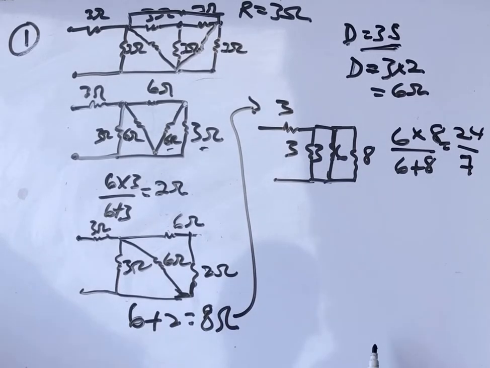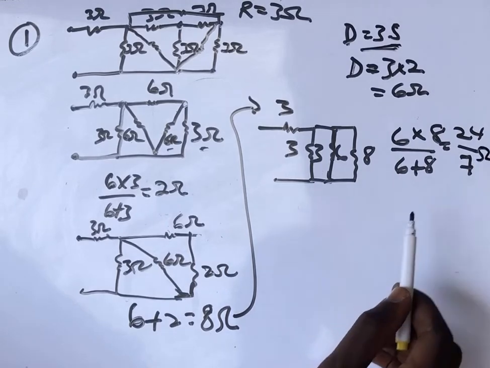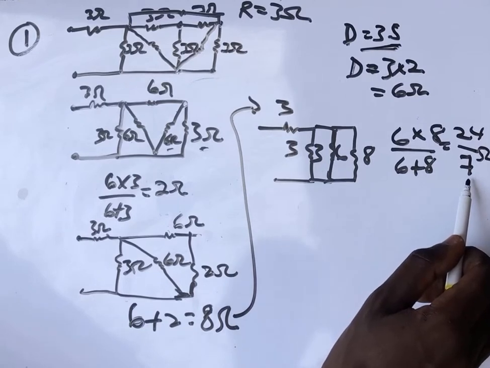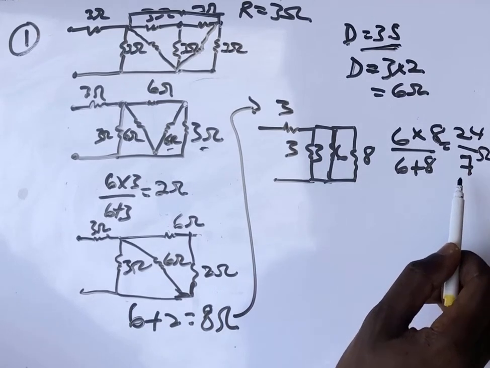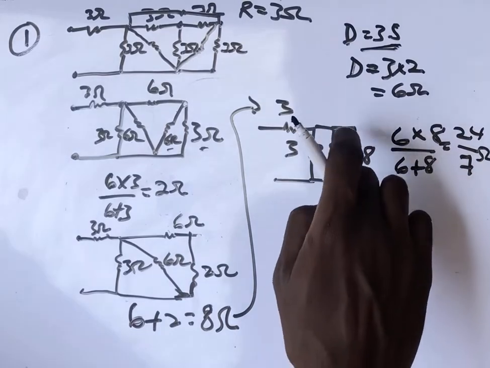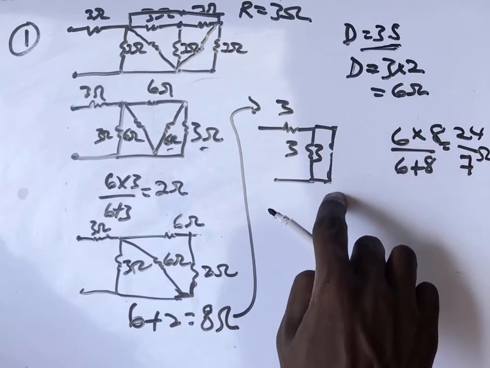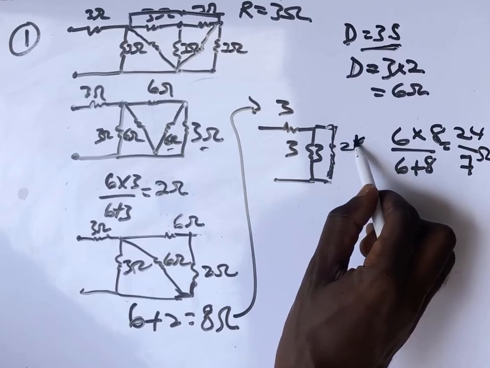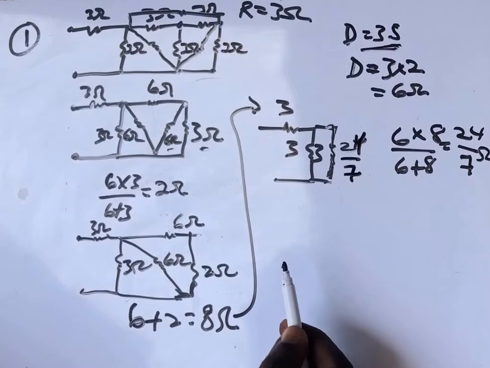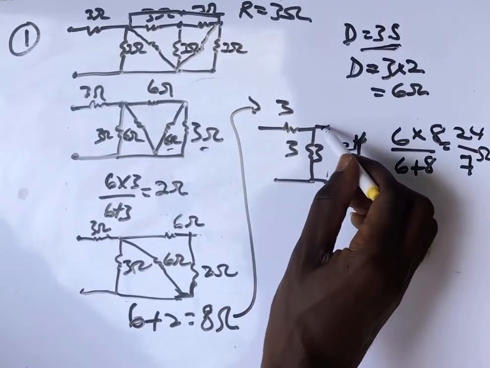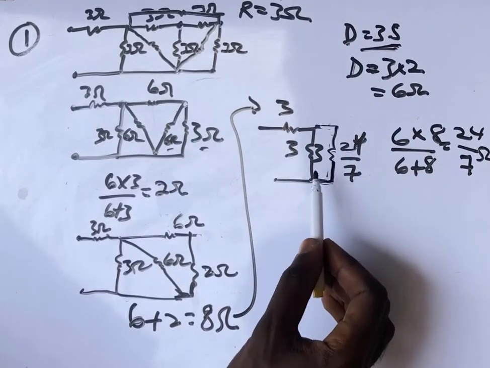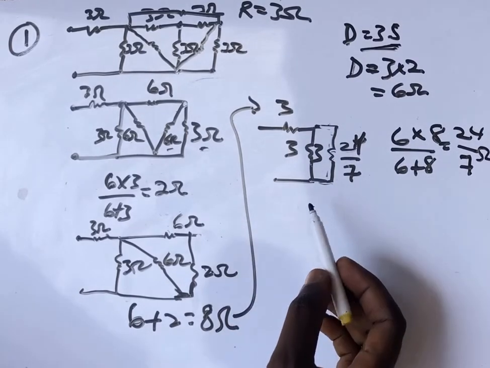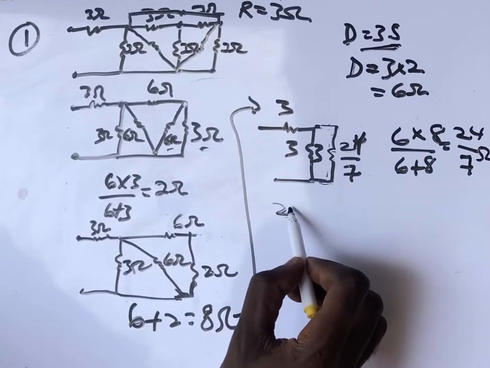Now, 24 on 7 ohm. So now, the entire of this one is in parallel, and then we had the answer to be 24 on 7 ohm. Now, means that this portion will be 24 on 7. Now, from here, let me draw it very well. So from here, we could notice that the 3 and then 24 on 7 ohm is also in parallel.